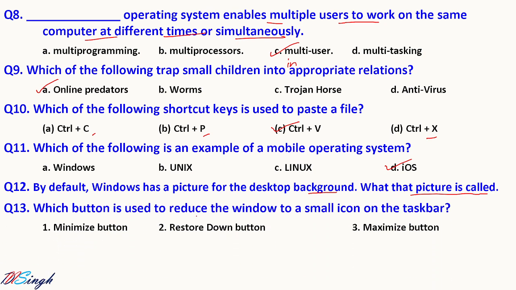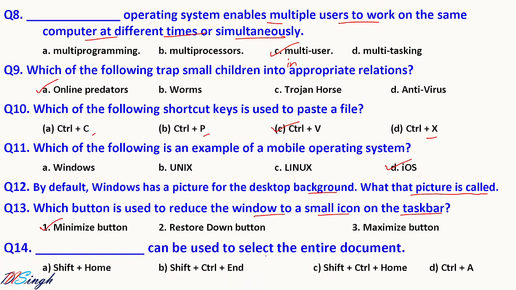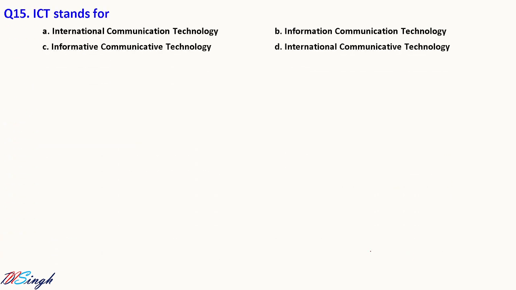Which button is used to reduce the window to a small icon on the taskbar? There is a button called the minimize button that is used to reduce the window into an icon on the taskbar, which is at the bottom of your screen. Let us go for question number 14. Which can be used to select the entire document? So this is called what? Control plus A is a command that is used to select the entire document. Let us go for the next question.